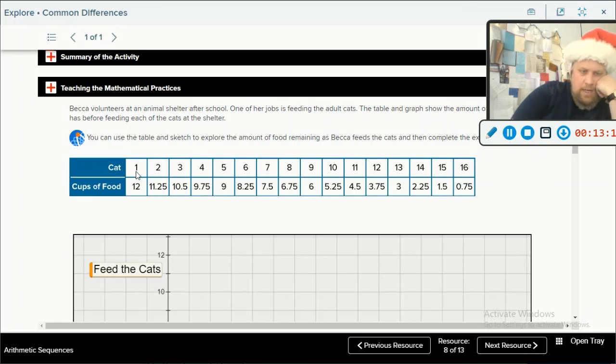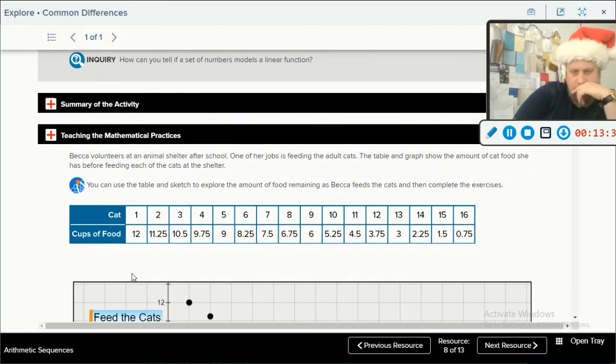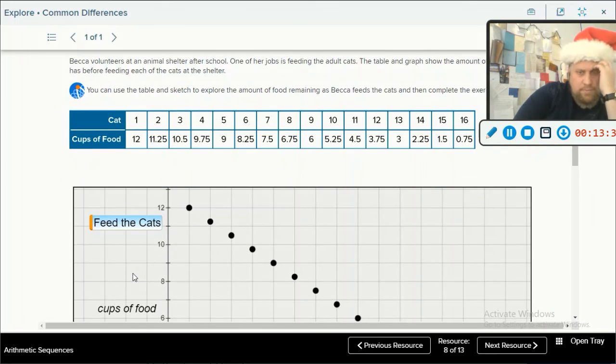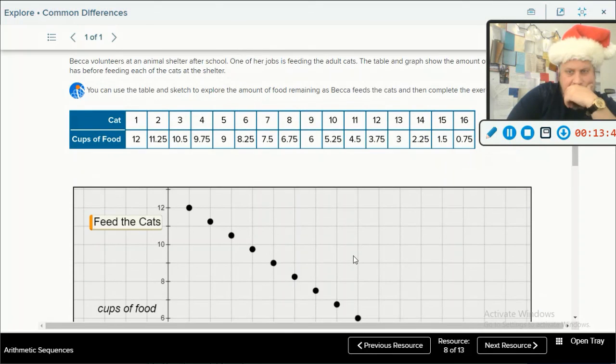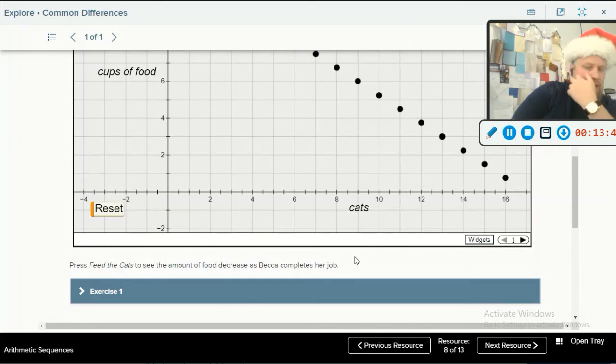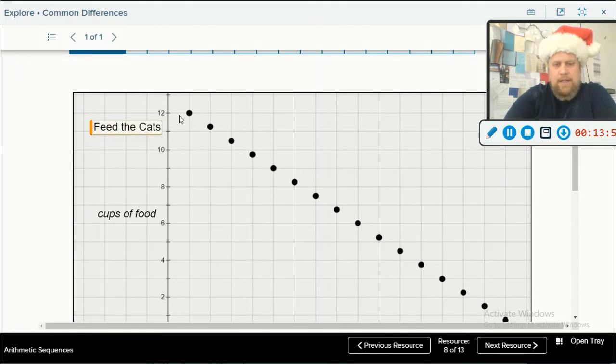On day 1, there's 12 cups of food, but then you feed the cat, and now on day 2, there's 11.25. Day 3, there's then 10.5. So each day we're feeding the cat. What you find is that on day 17, you're going to run out of food. On day 16, we have 0.75 cups left, and then the next day we're going to run out of food. So interesting. And that linear sequence is showing this to us, okay?